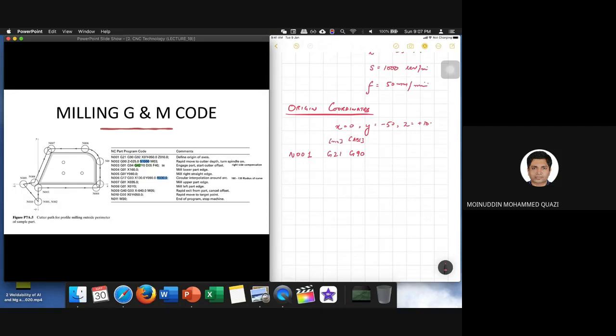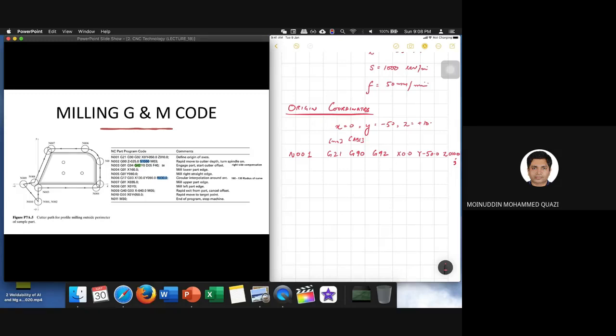Now I need to tell the tool coordinates. G92 is used to specify the coordinate axis system relative to the starting location of the cutting tool. The coordinates are already given in the problem: X0, Y minus 50, and Z 10. So I will write X0.0, Y minus 50.0, Z10.0, and use a semicolon to end the line.